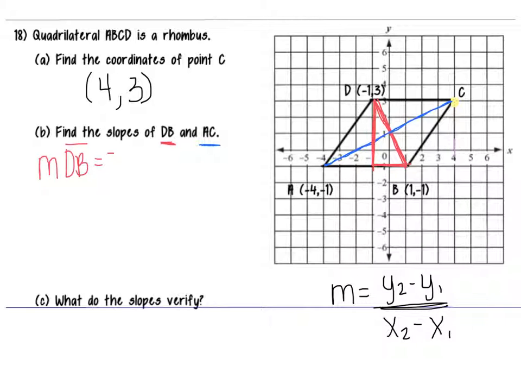So if I'm looking at the slope of DB, again, it falls, so that's negative. It falls 4, and it runs 2. And I have to simplify that to negative 2 over 1.